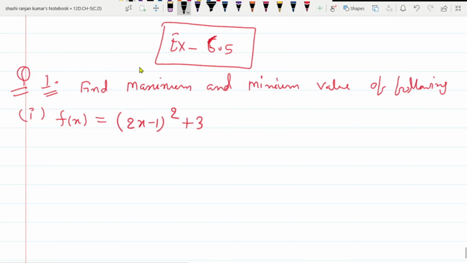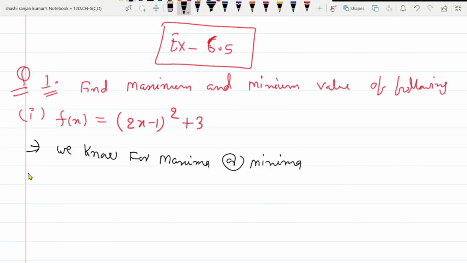For maxima or minima, the first step is to solve dy by dx and take it equal to 0. So for maxima or minima, we have to take f dash x and this should be equal to 0. This is the first step. If you want to find the maxima or minima, you have to find f dash x, take it equal to 0 and solve it.